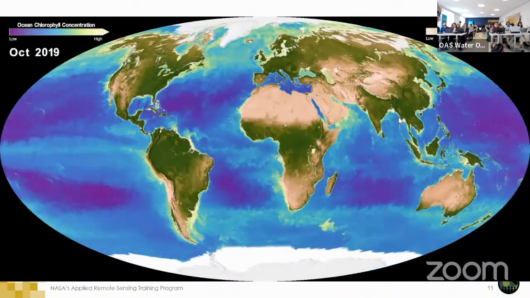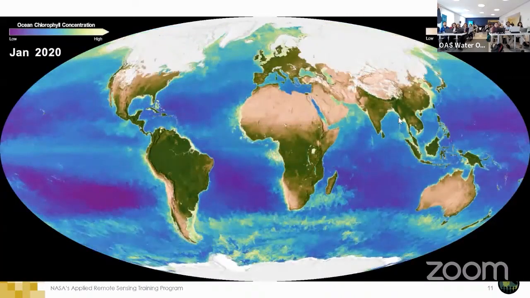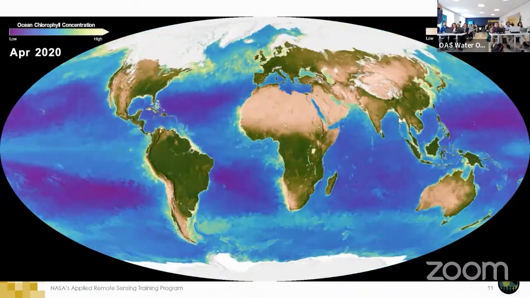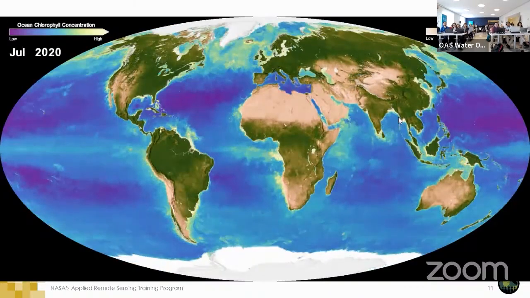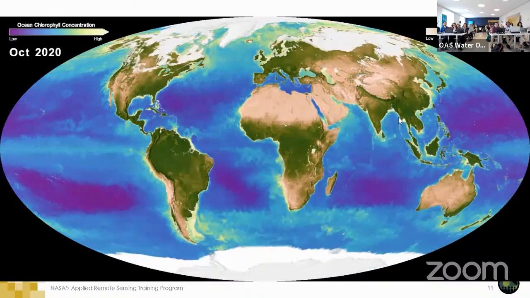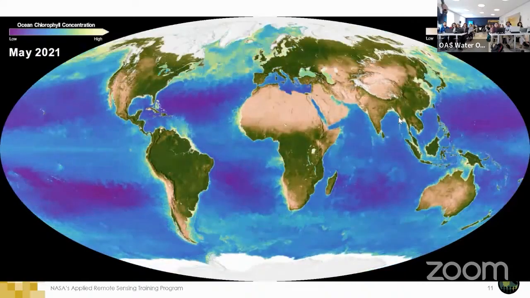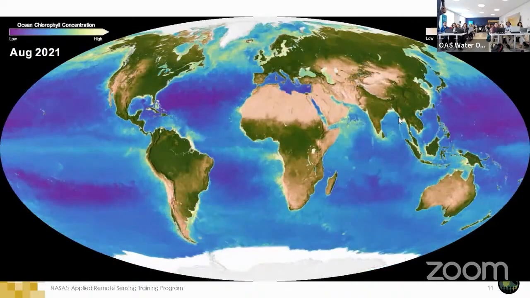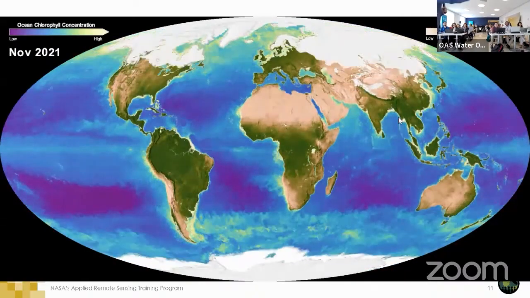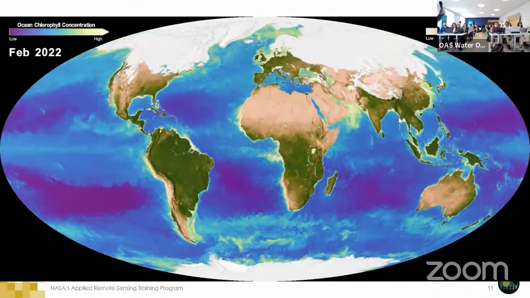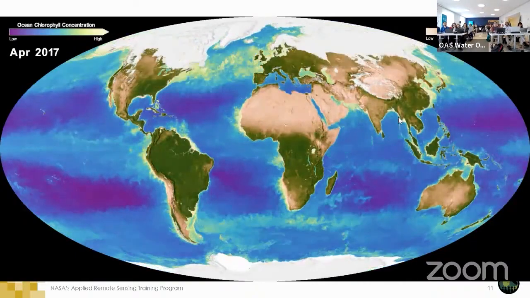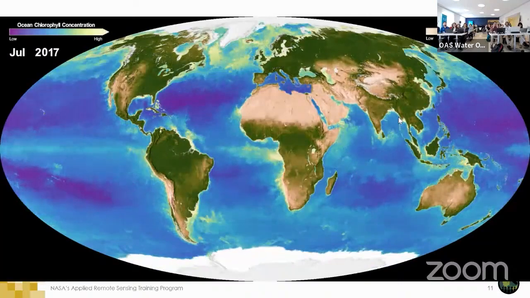Actually, I don't know the exact percentage, but it is a lot. And understanding where that chlorophyll is and how it's changing and how much it's contributing is vitally important. This time series starts in 2017, but these records go back much more before that. And all of you have access to this data.